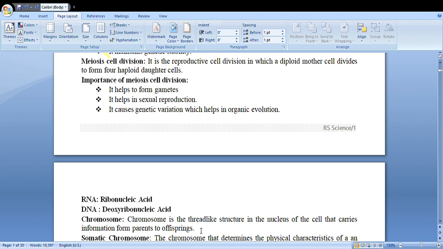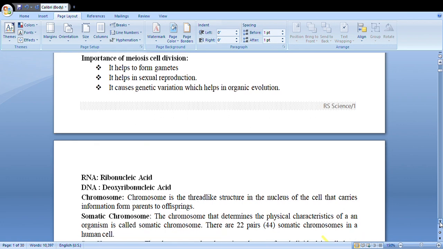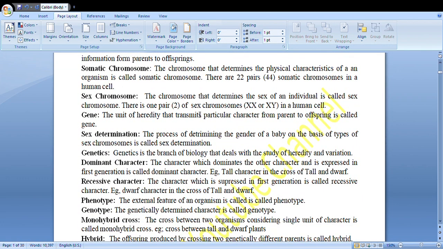Chromosome. Chromosome is the thread-like structure in the nucleus of cell that carries information from parents to offspring. Based on location and function, there are two types of chromosome. That is somatic chromosome. The chromosome that determines physical characteristics of an organism is called somatic chromosome. There are 22 pairs, that is 44 somatic chromosomes in the human cell. Sex chromosome. The chromosome that determines the sex, gender of an individual, is called sex chromosome. There is one pair of sex chromosome, XX or XY, in human cell.